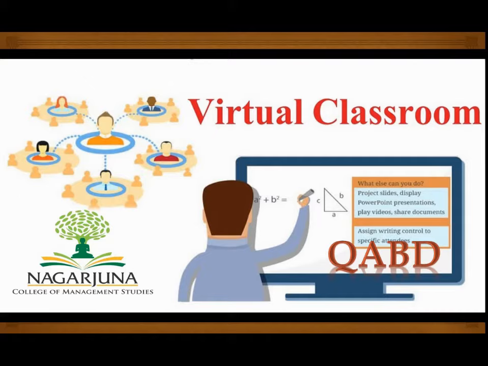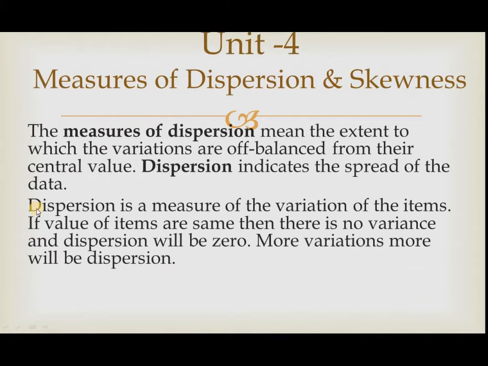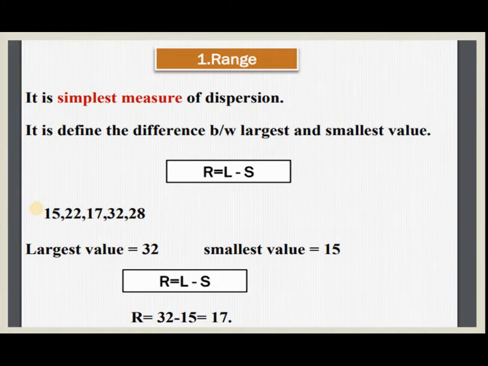In the last class, we discussed the range. The range formula: range is equal to largest number minus smallest number. This is the way to calculate it in an individual series. We just need to take the largest number minus the smallest number.